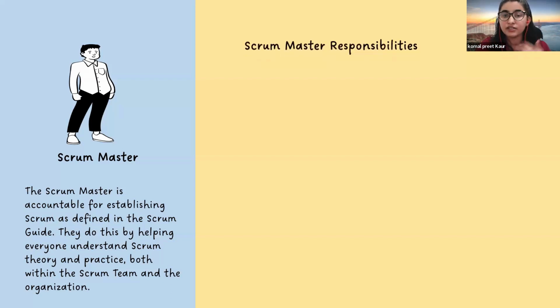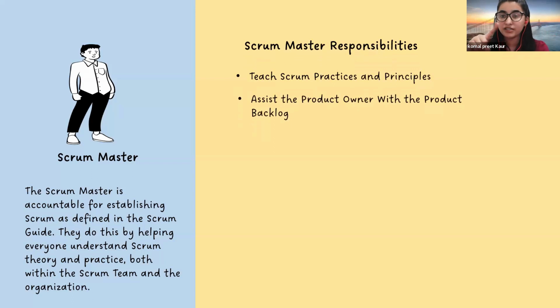And now we'll cover the Scrum Master responsibilities. So first is teach Scrum practices and principles that I already covered. Next one is assist the product owner with the product backlog list. So once the product owner was creating that backlog list, the Scrum Master also sometimes assists the product owner, like these are the tasks that we can prioritize, or like the discussion. Normally the decision was of the product owner only, but the Scrum Master also gives inputs.